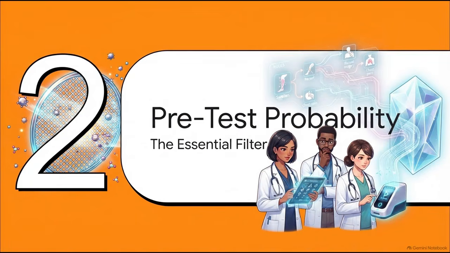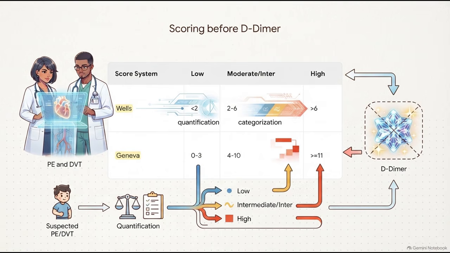And that brings us to Section 2, Pre-Test Probability Rules. This is that essential filter we've been looking for. To stop this over-testing cascade, quantifying our clinical gestalt is absolutely critical. Validated tools like the Wells or Revised Geneva scores are our bedrock first step.